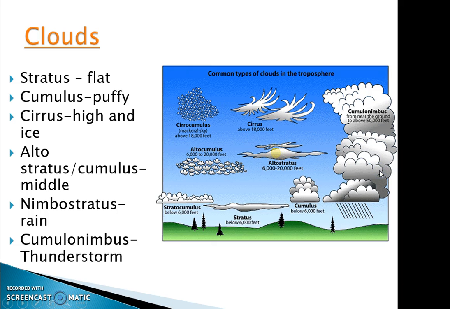So different types of clouds that are formed can tell us a lot about what the weather is going to do. So our stratus clouds are pretty flat. They're pretty low-lying, flat clouds. Cumulus are puffy. They look like cotton balls. Cirrus are very, very high in the sky, and they tend to actually be made of ice. Altostratus or cumulus tend to fall in the middle of the troposphere. Nimbostratus will tell us that there's going to be rain, and cumulonimbus, we're looking at thunderstorms, those really big thunderheads that come in.